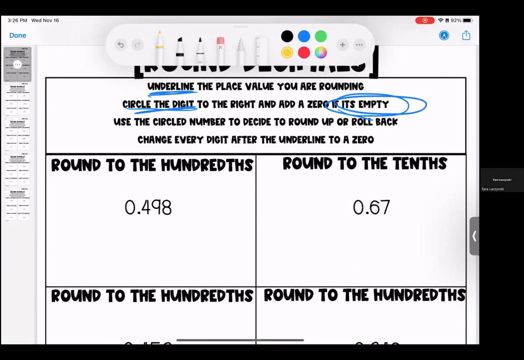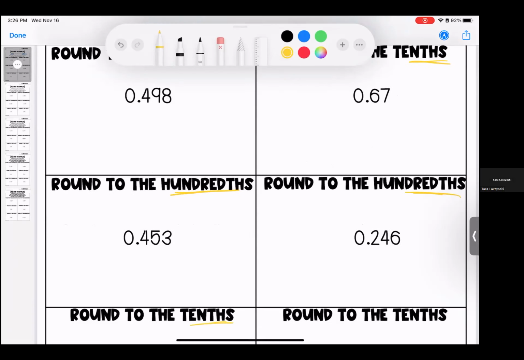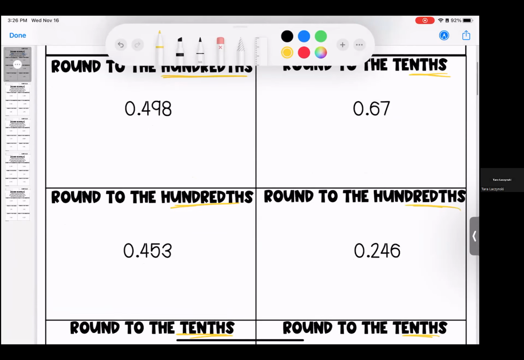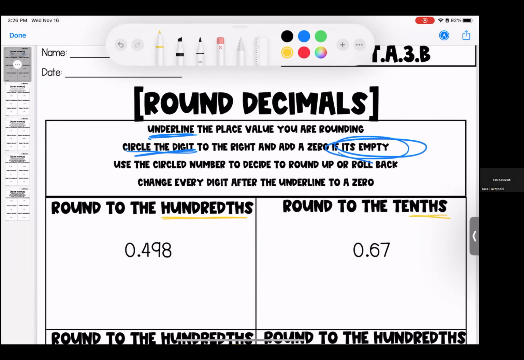So let's get started. Look and make sure you know what you're being asked to round to, whether that means you're circling it, you're underlining it, or you are just reading very carefully as you get into your directions, okay? First one, round to the hundredths place. That means I need to underline the hundredths place, circle the number behind. So this 8 tells me to round up, but remember, when I round up a 9, it becomes a 10. This has a ripple effect. So when I round this up, it becomes 500 thousandths, okay?